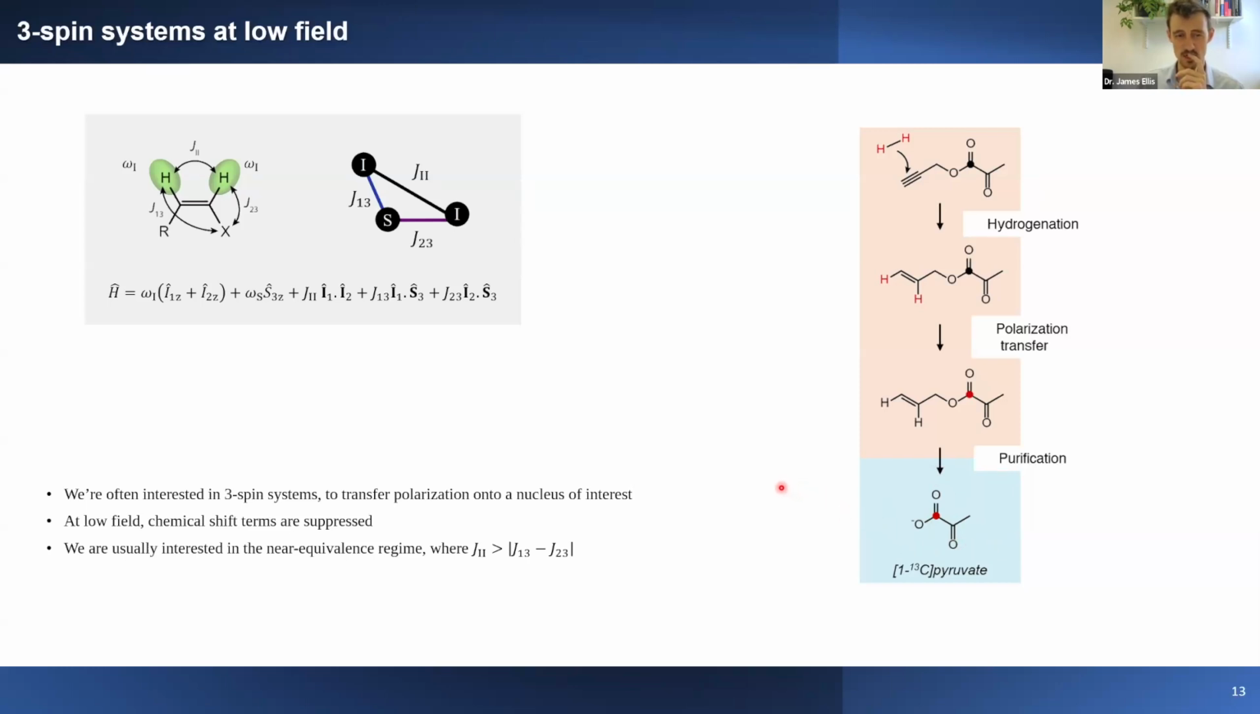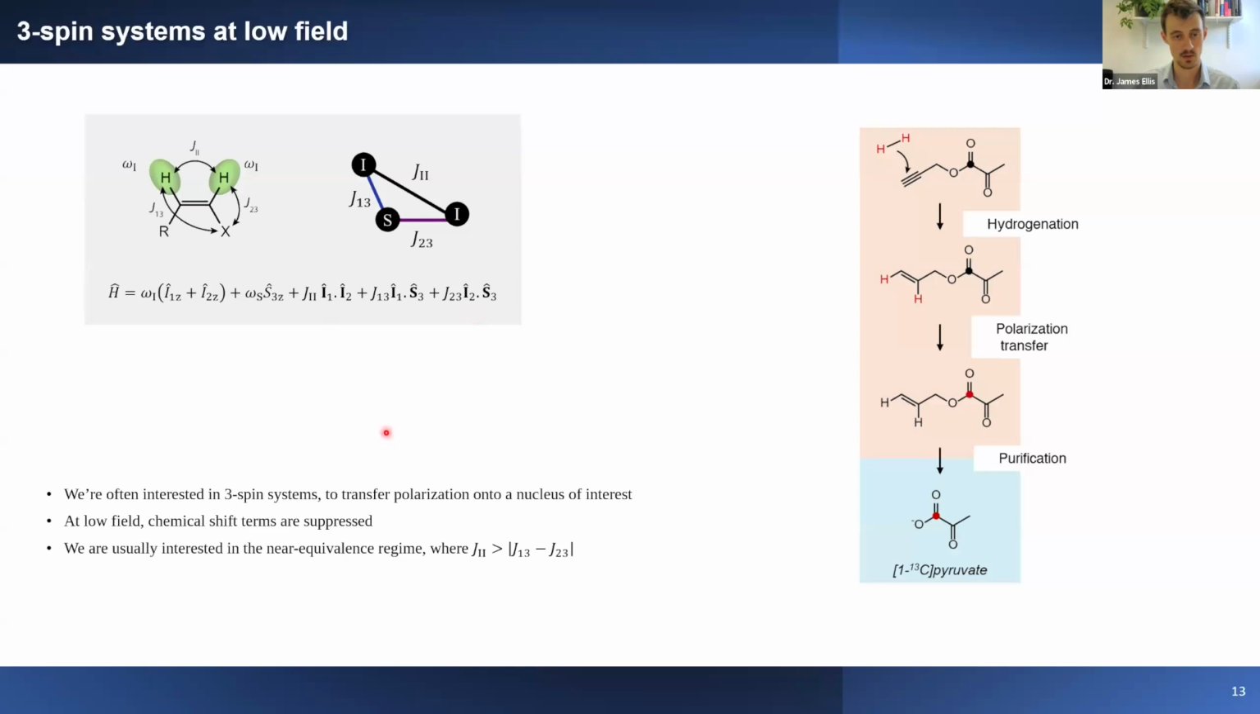So for the next section of the talk, I'll talk about 3 spin systems at low field. So we're going to introduce this difference in J coupling to a 3rd nucleus. But we're going to be talking about the low field regime. So chemical shift differences between these protons are suppressed. We can neglect those terms. So the Hamiltonian will have a structure like this. Our Hamiltonian has these Larmor frequency terms for the protons and the 3rd spin. And then it has J coupling terms between the 3 spins.